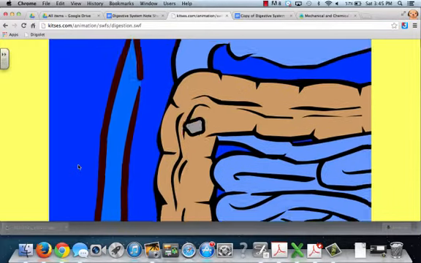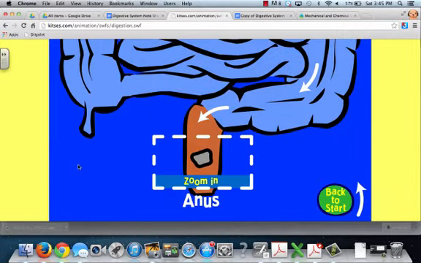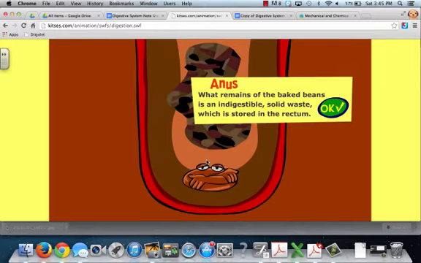So if you continue down to the bottom, you're going to see your feces go through your large intestine, and then it's going to be stored in the anus. The anus is the last part of the large intestine. That's where it's stored until you go to the bathroom. So it just kind of sits there. If you're regular, we talked about this in class, you would go to the bathroom once a day, and if you're really regular, it'd be the same time of day.